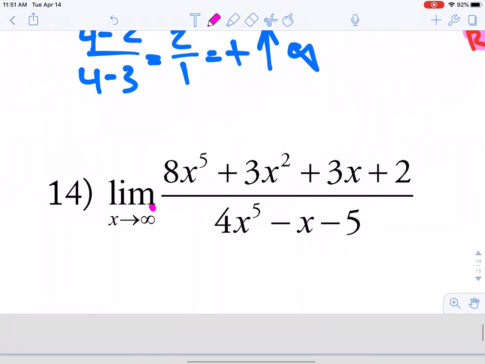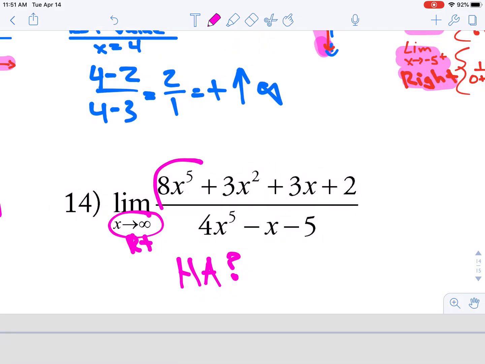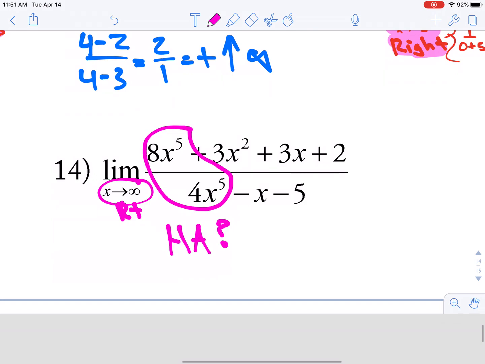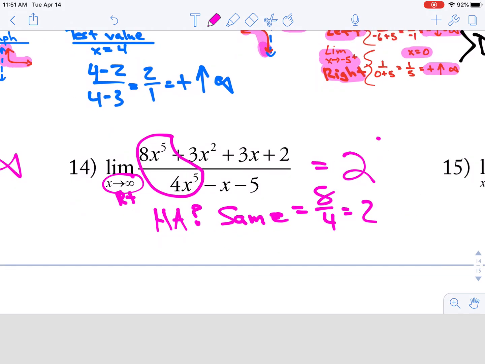For 14, this one here is asking as we go to the right. It's a fraction now, so we're looking at our horizontal asymptote. What is our horizontal asymptote? Well, here, the powers are the same. So since they are the same, we take the ratio of the coefficients, which would be 8 over 4, and 8 over 4 equals 2. And so it would level off at 2, and that would be what our end behavior is, our asymptote, and therefore our limit.